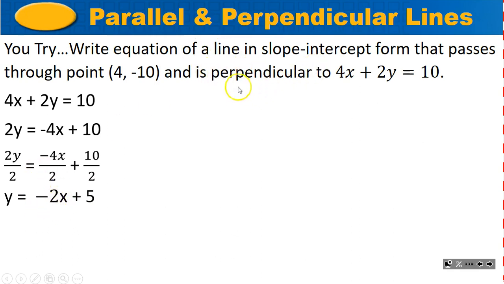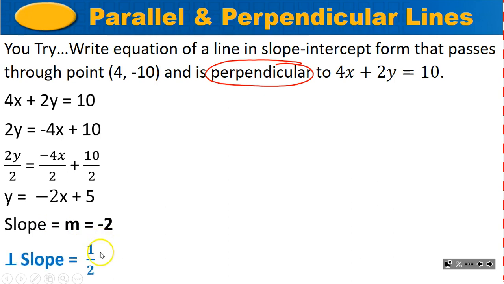Again, notice here this word, perpendicular, very important. So that means we're going to change our slope by doing the negative reciprocal of -2. So it was negative, so we know it becomes positive. The reciprocal of 2 is 1/2. So this is going to become a positive 1/2.